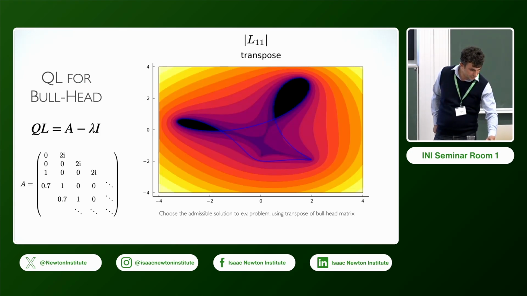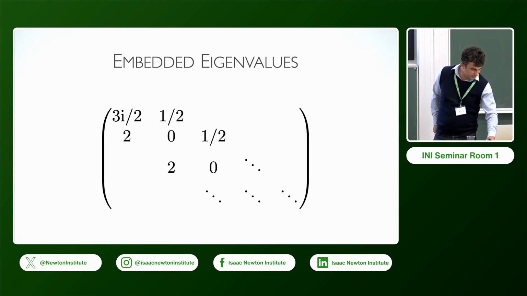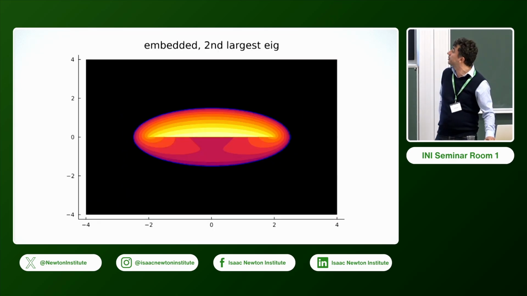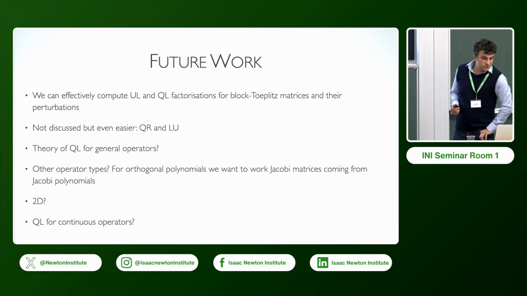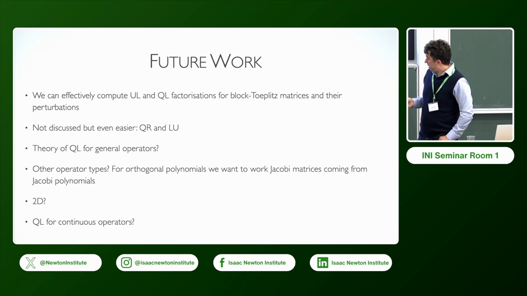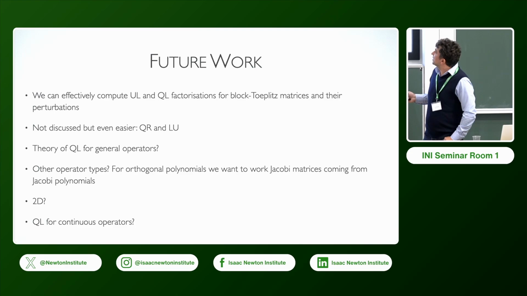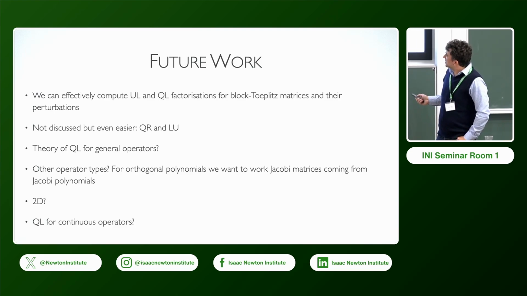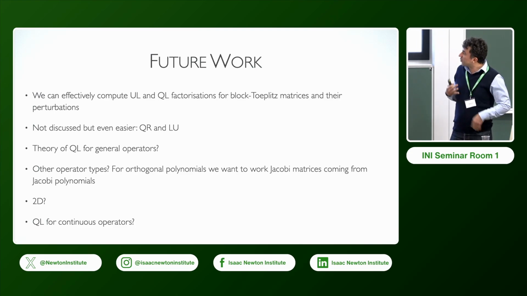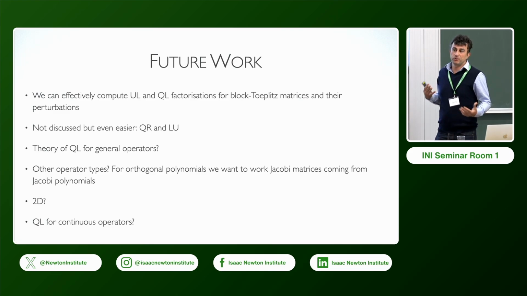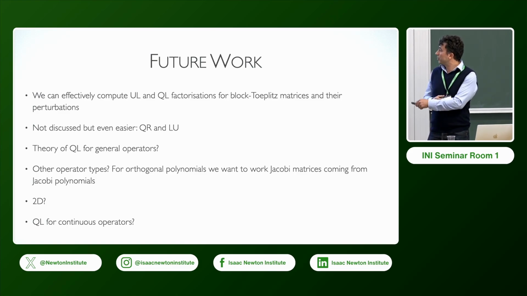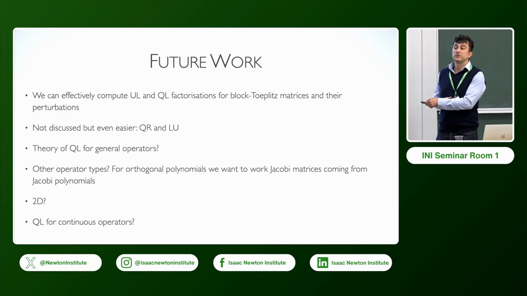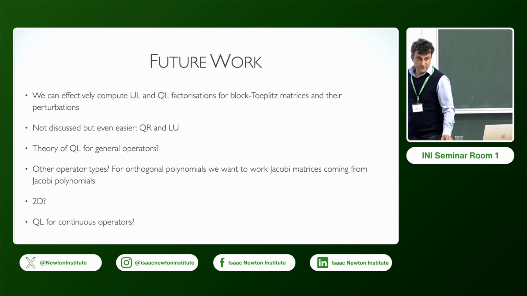I'll skip the embedded eigenvalues, but you can use this to compute embedded eigenvalues too. And I think I'll stop here. We can compute UL and QL factorizations. You can also do QR and LU. There's a lot of questions. We don't have a general theory of QL factorizations for operators going beyond just the Toeplitz case. And really the ultimate goal is doing this in 2D. Okay, so I'll stop there.